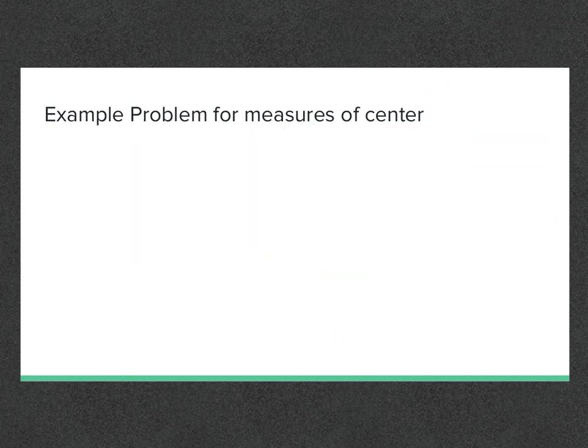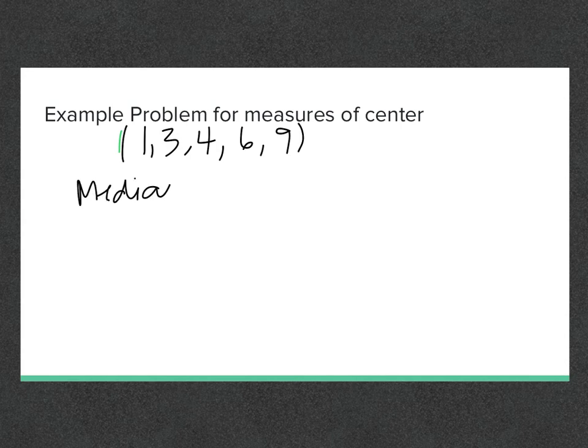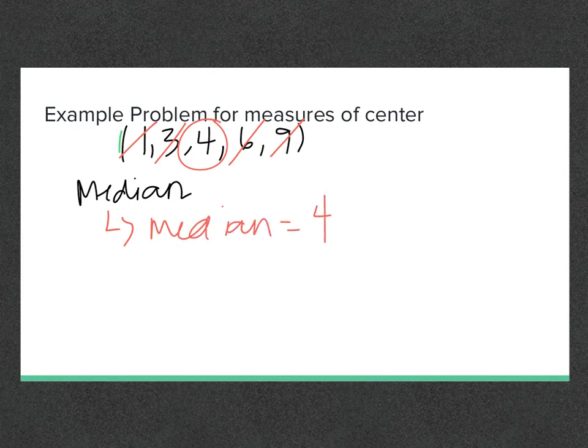Here we go. Let's start with a new data set. Let's say I have the values this time in order: 1, 3, 4, 6, 9. Now I want to find my median. My median is going to be the middle value. So what am I left with? Well, my 4 is in the middle, so my median is going to equal 4.